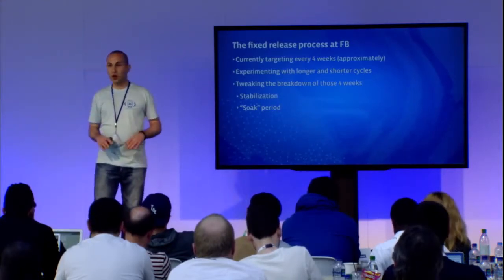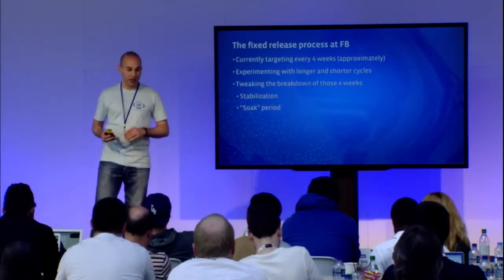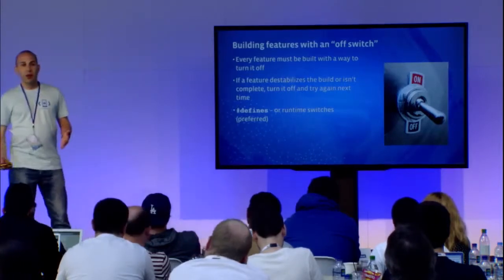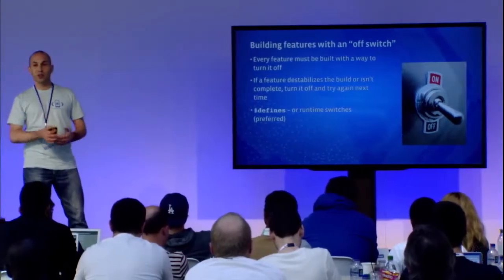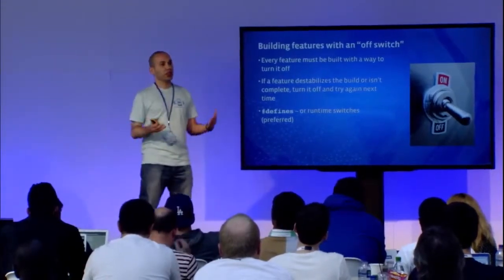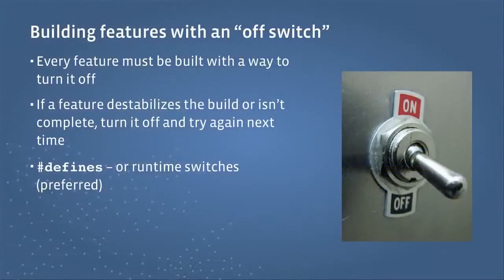But really, we just want to know that the app is stable and we can catch any last issues. In order for us to do this with these product teams, we require that the product teams build their features with an off switch. And that means if we decide during the release cycle that that feature was not ready, or maybe it destabilizes the build, we turn the feature off and we can try again in the next release. And frankly, the product teams are pretty happy with this, because if they're not ready, they don't have to wait 4 to 6 months for their feature to get into the next release.